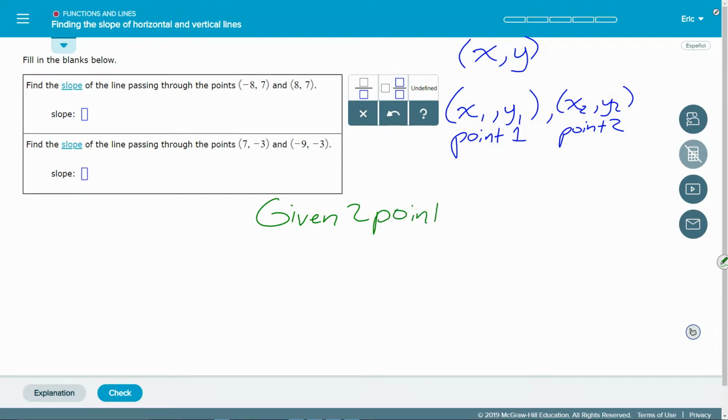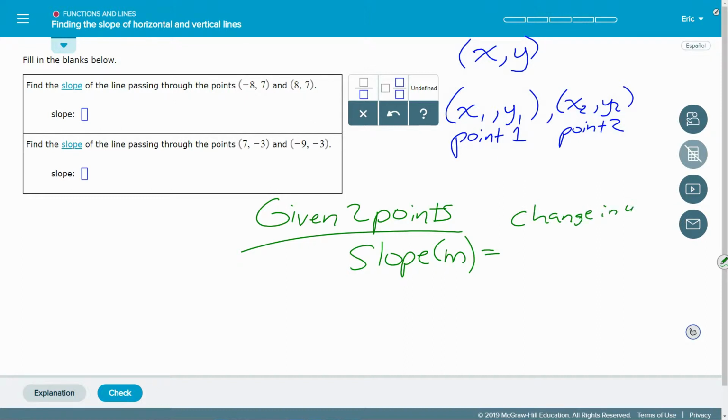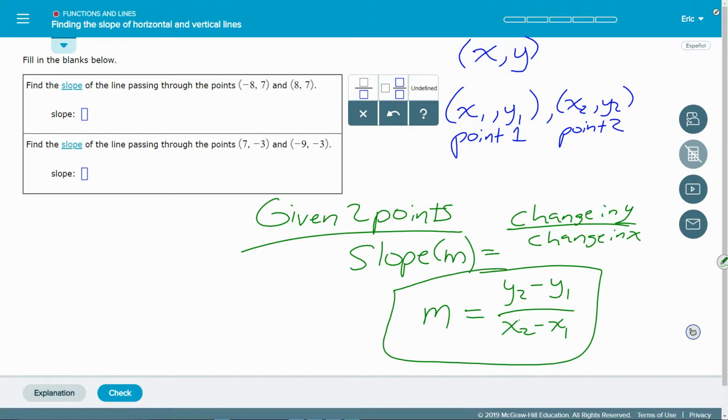2 points, the slope of a line, which we call m, is equal to the change in y over the change in x. To simplify that, that just means given your 2 points, your slope is just y2 minus y1 over x2 minus x1. This is the formula of a slope given 2 points.